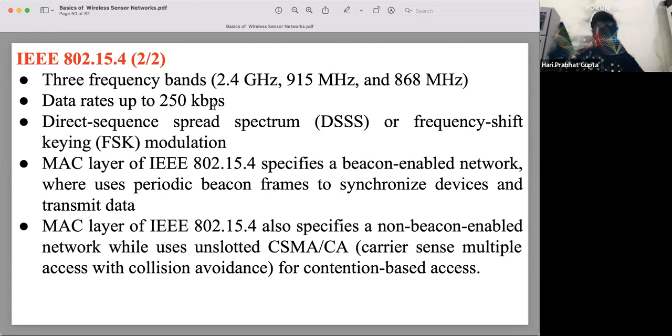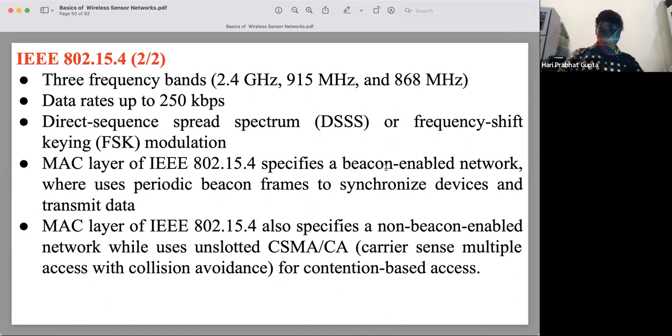Don't assume that you can transmit video. This is suitable for data transmission, a small size of data. They support the DSSS and FSK modulation techniques for modulation and transmission of the data. At the receiver side, once again, they demodulate and collect their data.